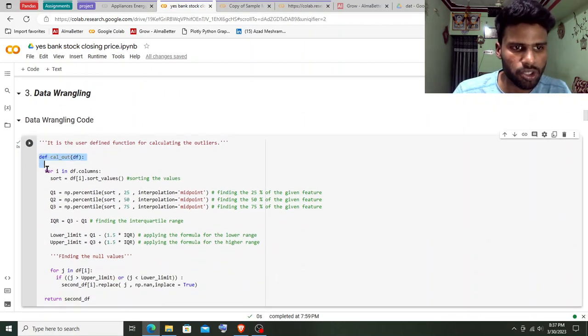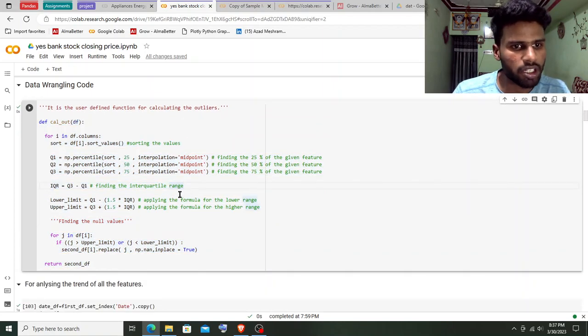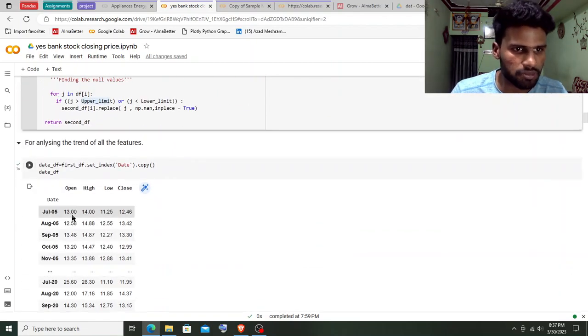This is the user-defined function, and this function is helping me to calculate the outliers in the individual features. I'm calculating the 25th percentile, 50th and 75th percentile of the feature, calculating the interquartile range, and using these values to calculate the lower limit and upper limit of the feature. This functionality is giving the outliers to me.